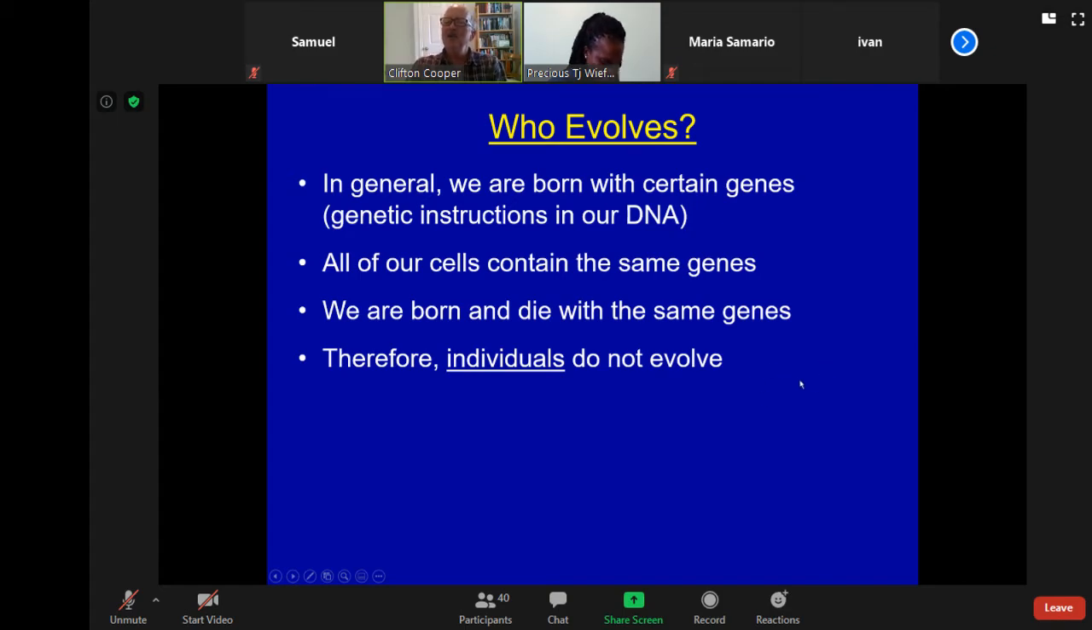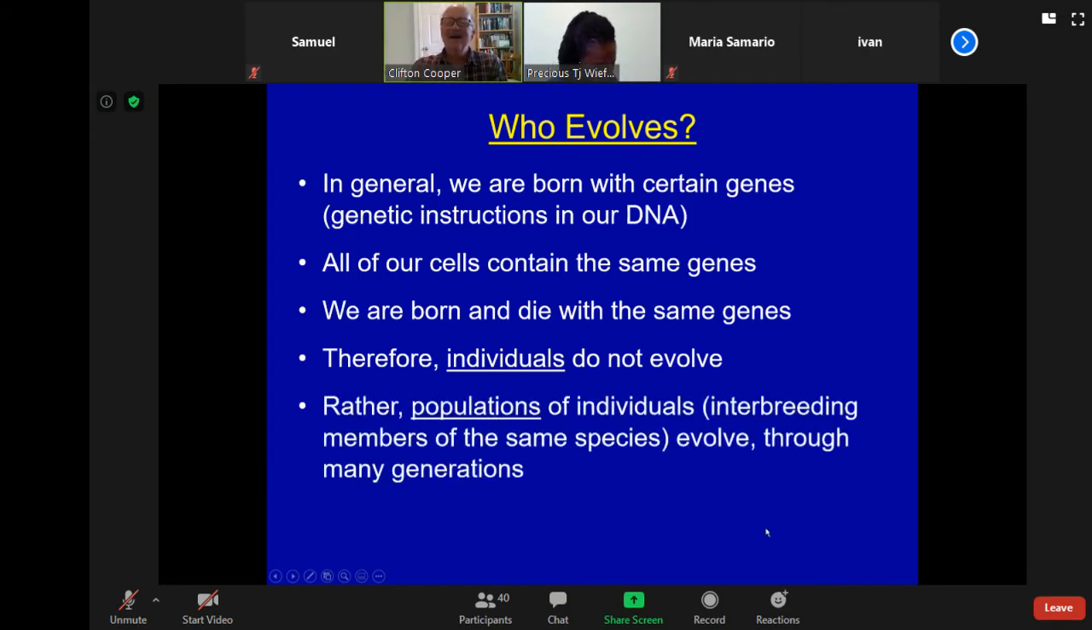Evolution has to do with changing genes. But populations, the interbreeding groups of individuals going through generations, do evolve.